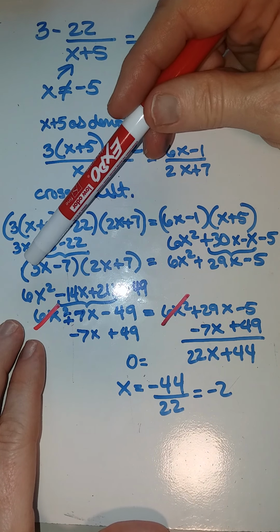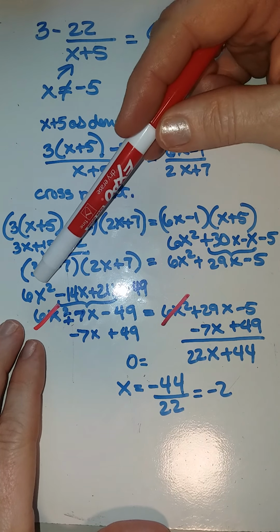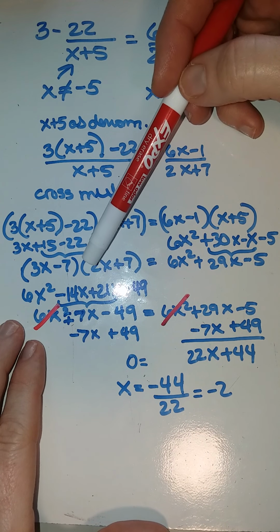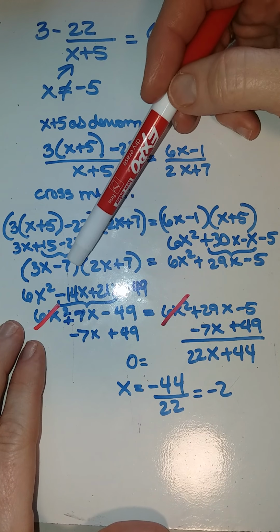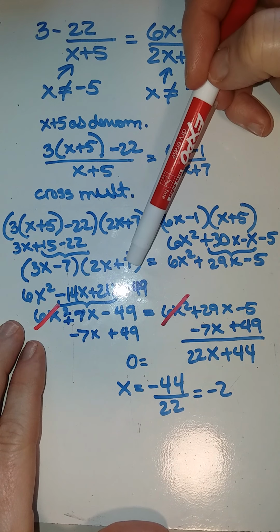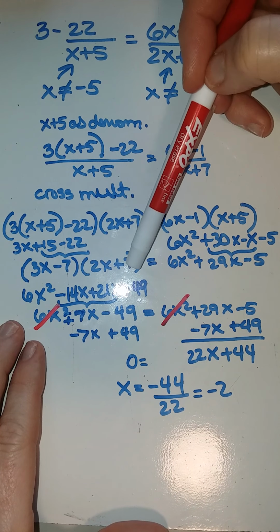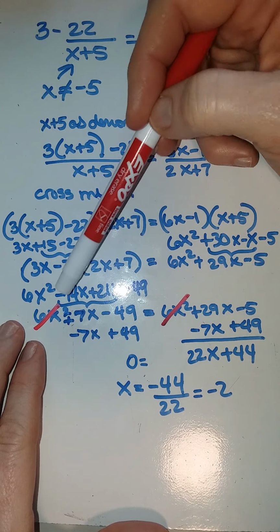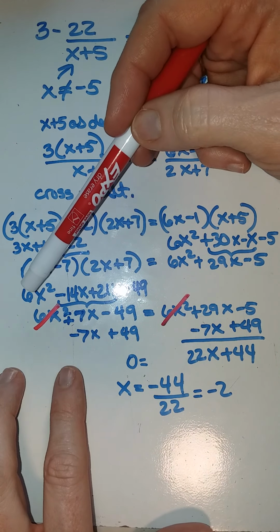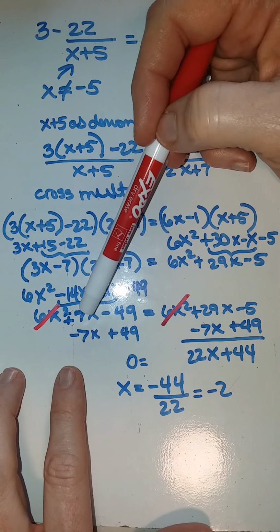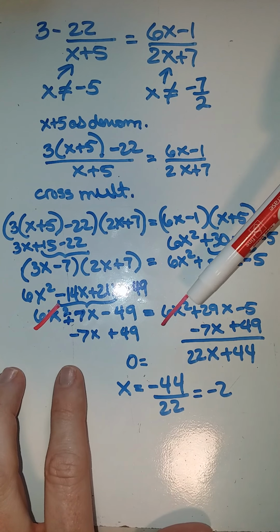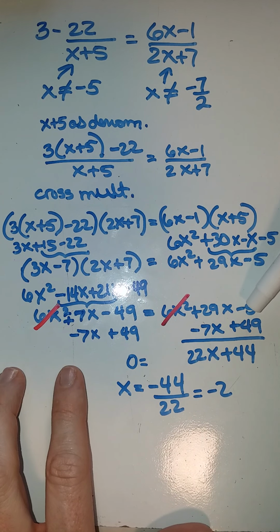So let's FOIL this. It's going to be 3x times 2x is 6x squared. Then we end up with, I think I did the inside first here, negative 14x, positive 21x, and then negative 49. We gather up our middle terms, which end up with positive 7x. So we have 6x squared plus 7x minus 49 is equal to 6x squared plus 29x minus 5.